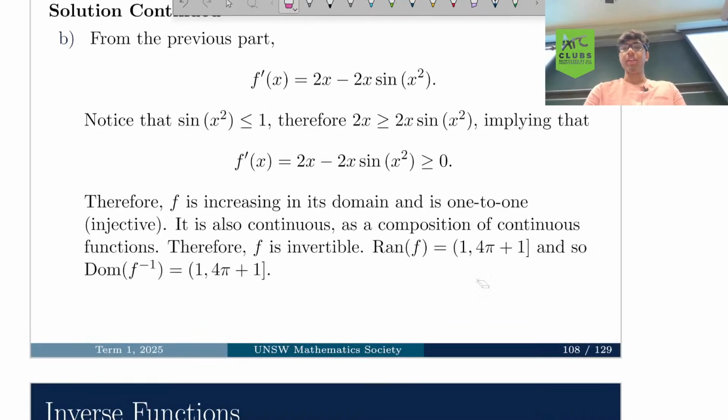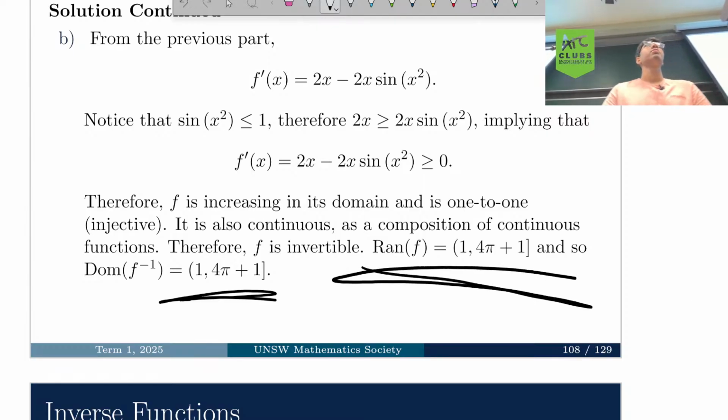So the range is 1 to 4 pi plus 1, and this is my original function, the range. Again, you can find this with your calculator, or Maple, or whatever. And so the domain of my inverse will be the range of my original function. Does that make sense?